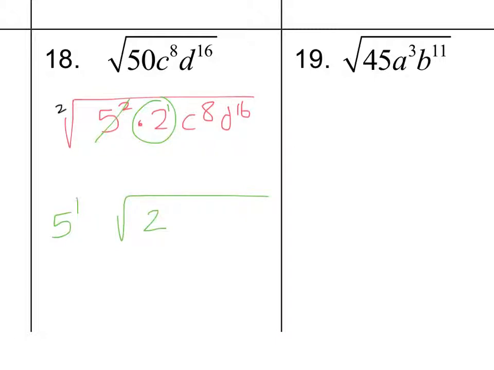Now let's move on to c to the 8th. As you can see, 8 is divisible by 2 and you get a 4, so this is going to leave the radical. D to the 16th, 16 is divisible by 2, 16 divided by 2 is 8, so d to the 8th is going to leave. So my final answer is going to be 5c to the 4th, d to the 8th, and square root of 2. So that's going to be my final answer. Now let's move on to number 20.